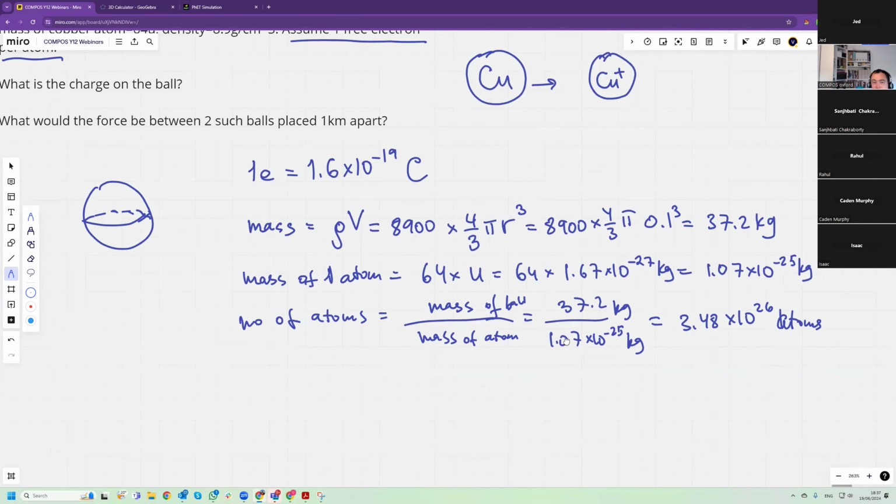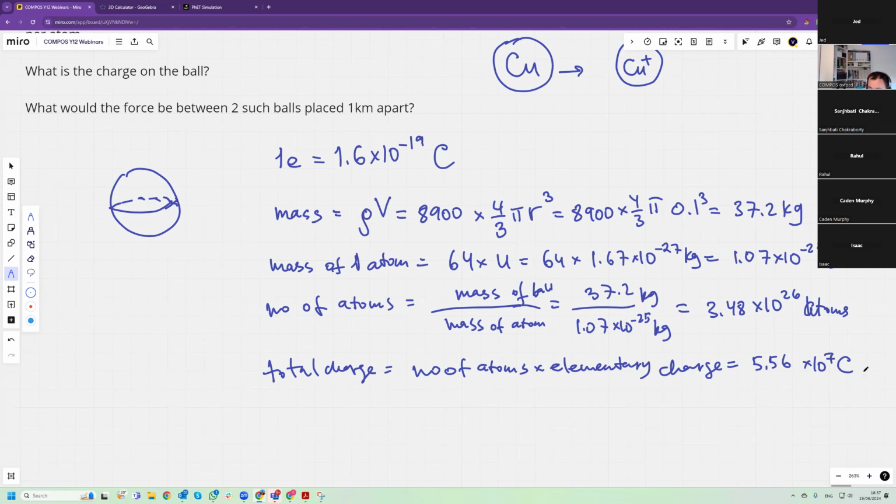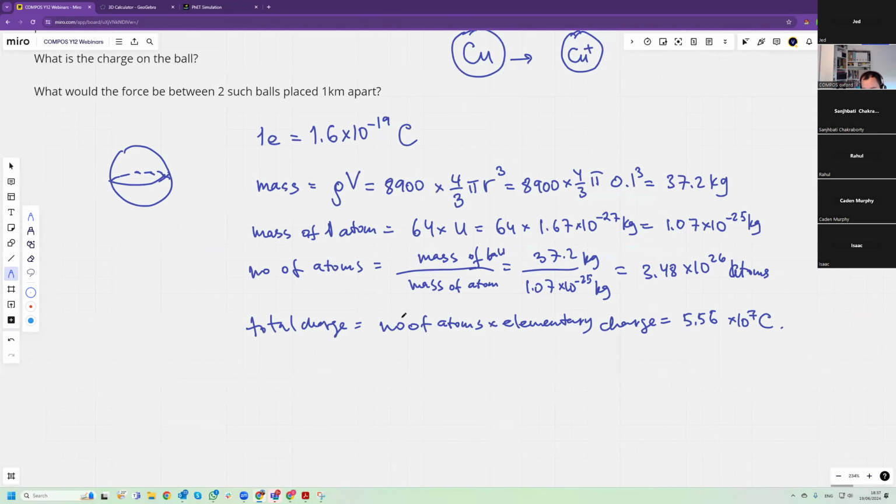And we know that the charge of one electron is 10 to the minus 19. So total charge is equal to the number of atoms times the elementary charge. So that's this number times 1.6 times 10 to the minus 19. That's a big number. It's 5.56 times 10 to the 7 coulombs. That's a lot of charge. So yeah, 1 coulomb is a lot. 10 to the 7 coulombs is really, really a lot.